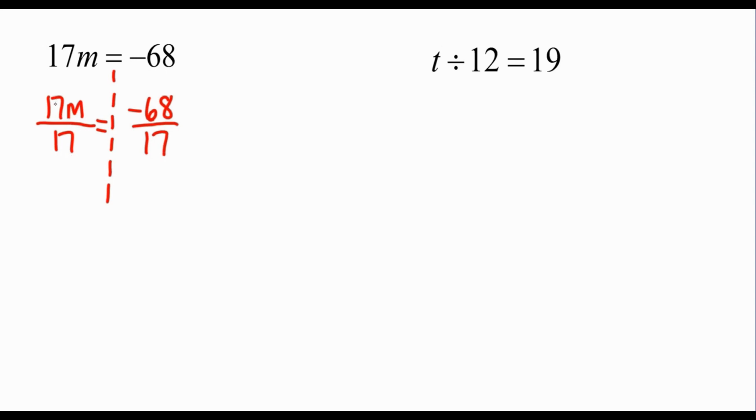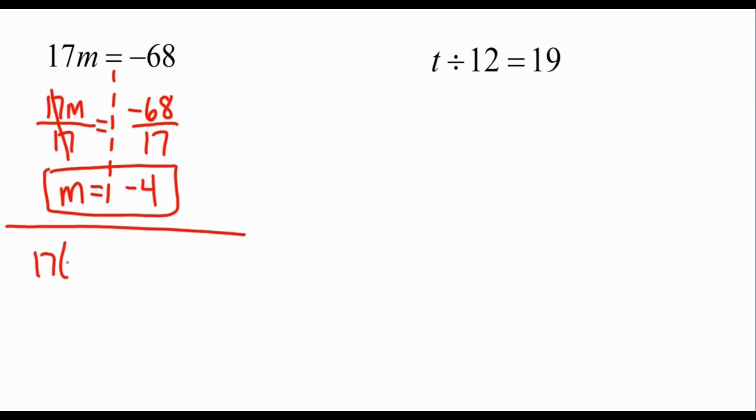17 times m divided by 17, these cancel each other out, and all I'm left with is 1m. Negative 68 divided by 17 is negative 4. M equals negative 4 is my solution. And again, a quick check just to see if my solution makes sense.